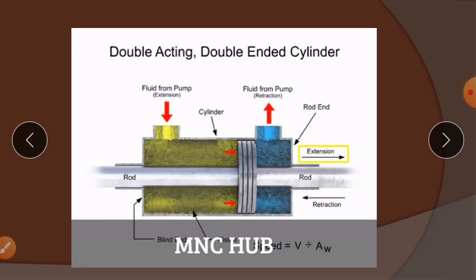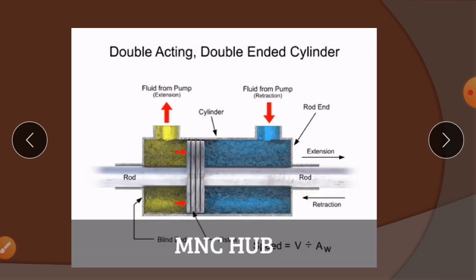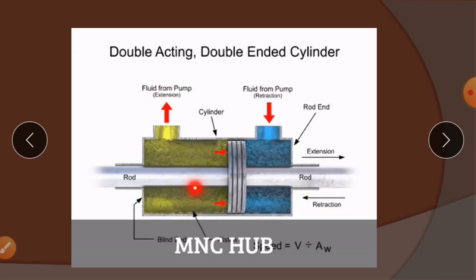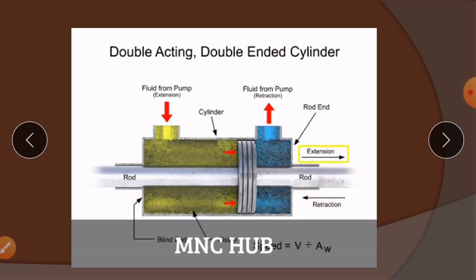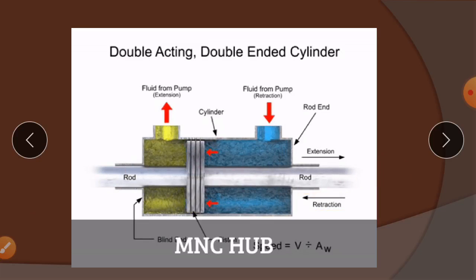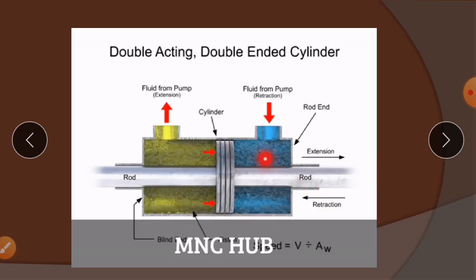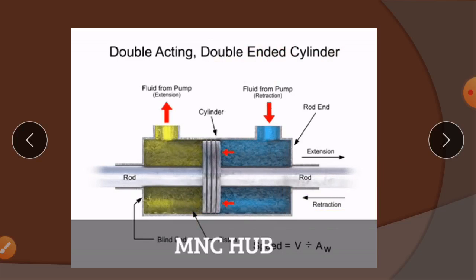So you can see the video. Liquid is transmitted from here, then the liquid pushes the piston right side. If the liquid is transmitted here, the liquid will push the piston to the left side. So if you have operations at both ends, that can be carried out by this double acting rod cylinder.